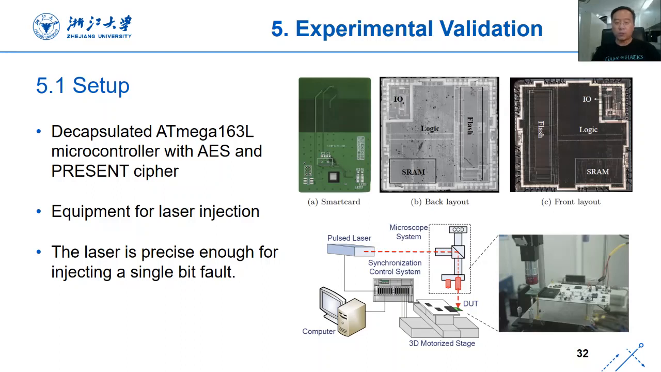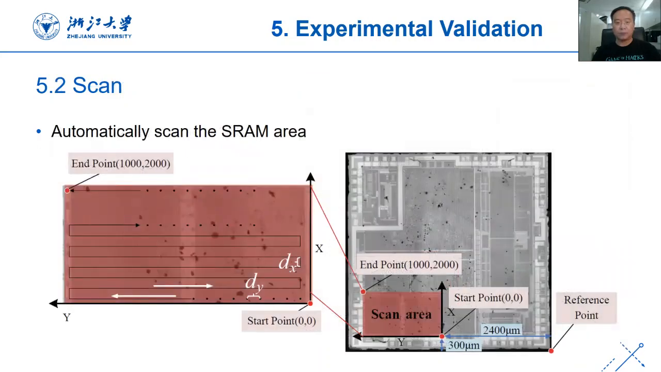One of the major contributions of this paper is that we identify that the target of PFA could be the SRAM, and we do put this point into practice. We set up the whole system and shoot the laser into the S-box, which is loaded from the flash when the microcontroller powers on. We automatically scan the SRAM area with laser pulses. To reproduce the work, we mark the reference point, the start point, and the end point. The step size is about 5 micrometers in both X and Y directions.